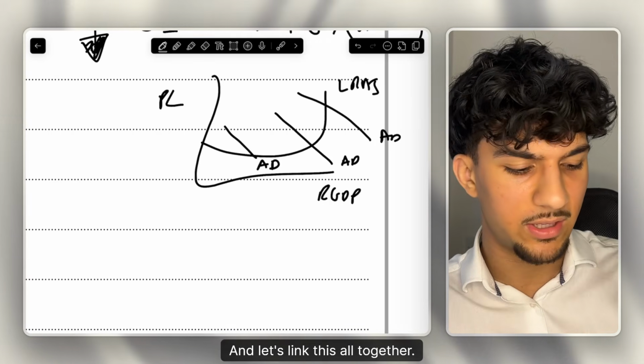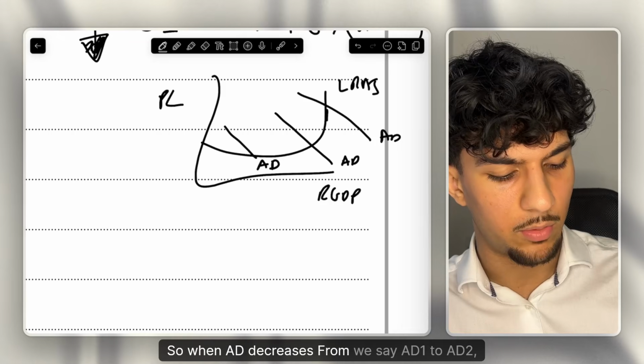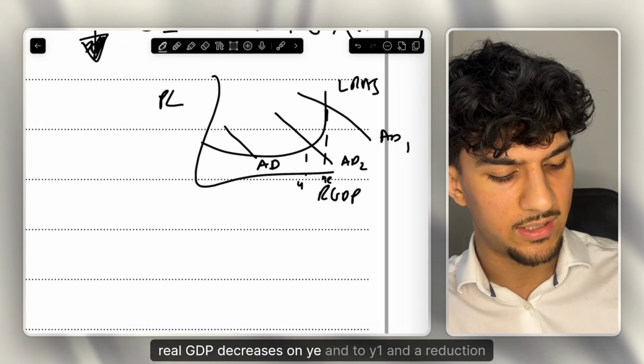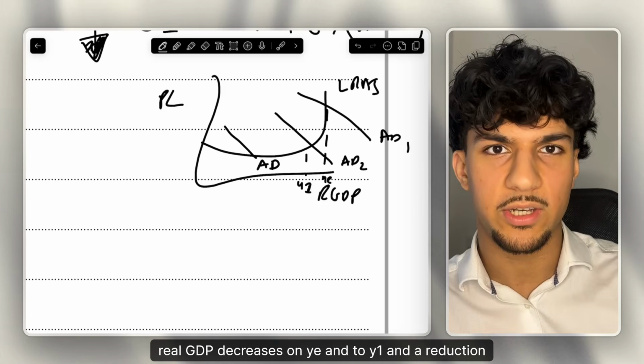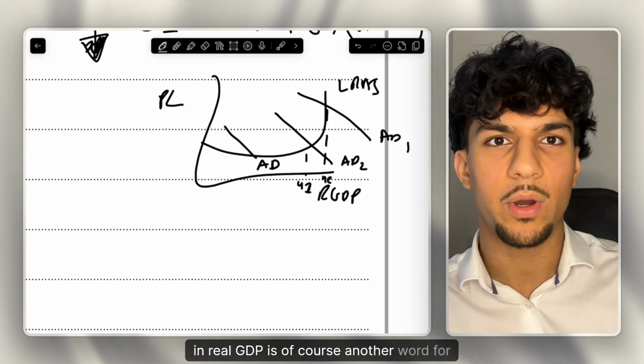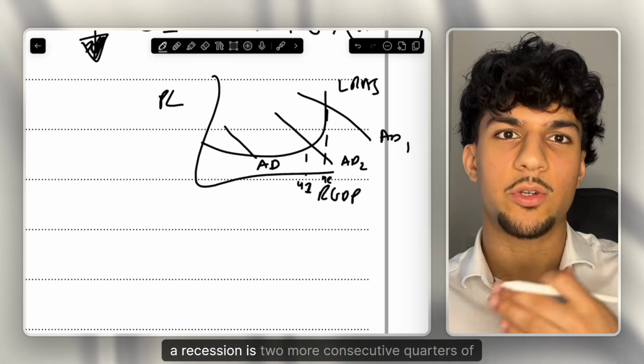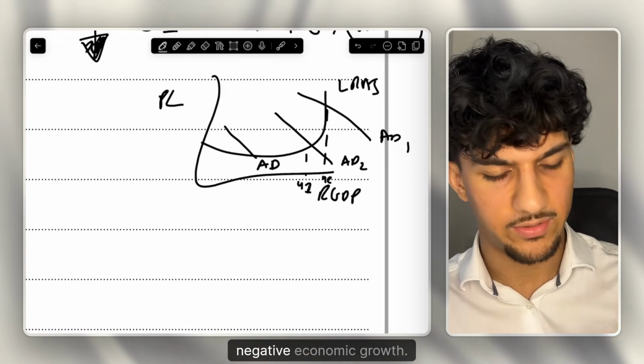Let's link this all together. When AD decreases from AD1 to AD2, real GDP decreases from YE to Y1. Another word for a reduction in real GDP is negative economic growth. And like I said, a recession is two or more consecutive quarters of negative economic growth.